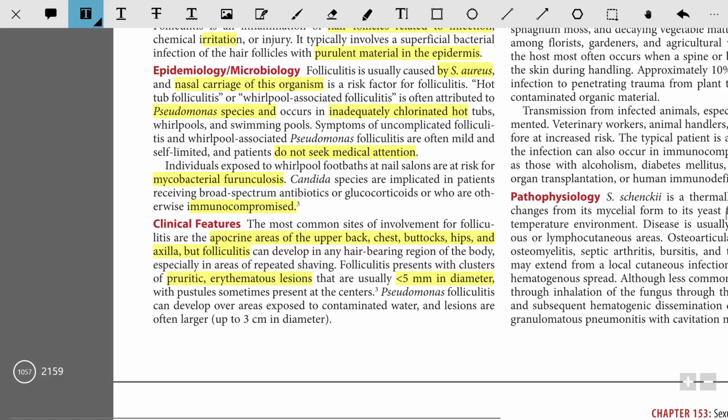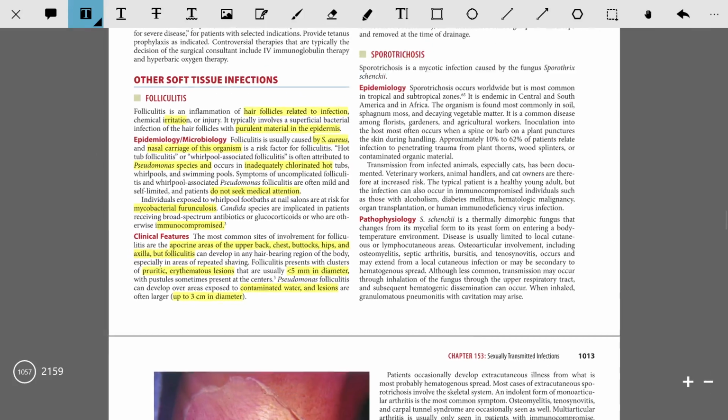Pseudomonas folliculitis can develop over areas exposed to contaminated water, and lesions are often up to 3 centimeters. You see that it's 6 times more than the normal one.